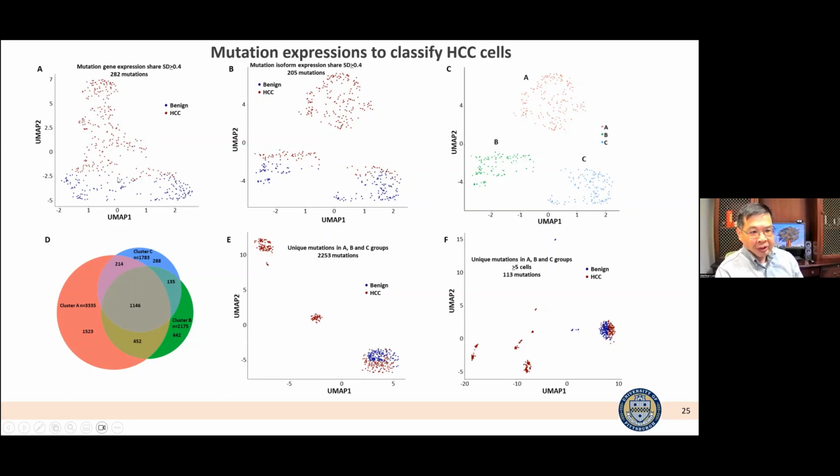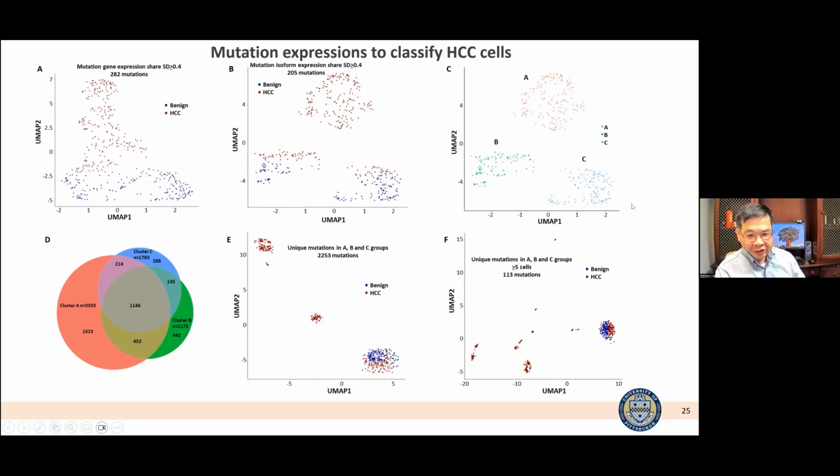Next, instead of going for the gene level, we went for the isoform level. What happened? At the isoform level, you see three clusters of cells. One cluster is primarily all cancer cells. Another is a mixture of cancer cells and normal benign liver cells. We label the cells at the top cluster A, on the left cluster B, and on the right cluster C.